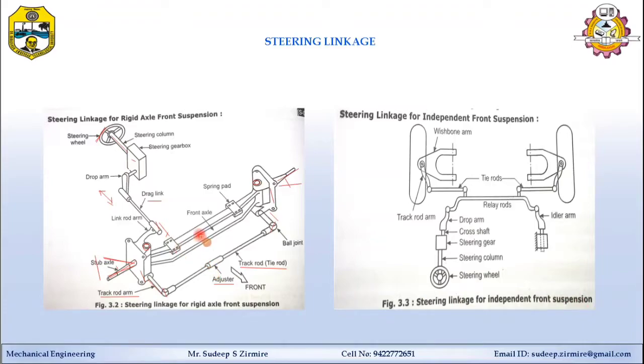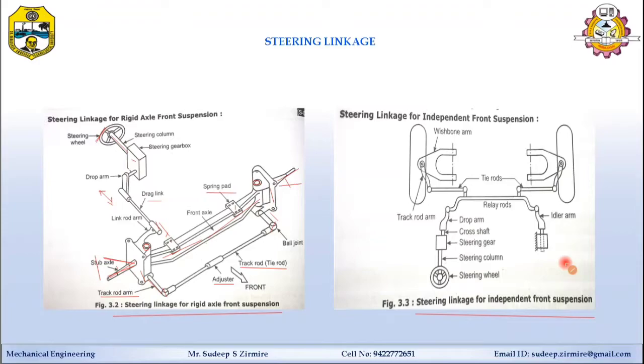Apart from this, I have missed one point. Here you can see the front axle. This is the rigid axle, connected here to the pivot with the stub axle, and here it also shows the spring pad. It is the space provided for the leaf springs, so the spring can rest over this axle. So the effect on the right side is carried to the other side in this first type, the steering linkage for the rigid axle front suspension.